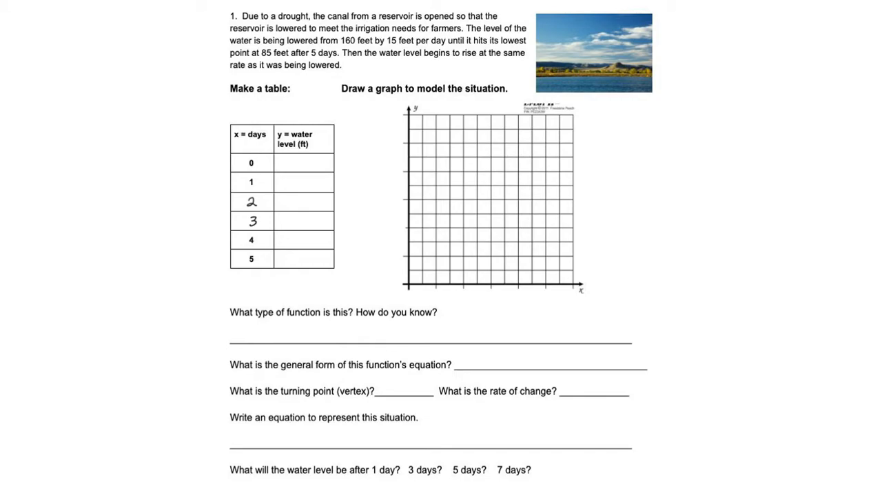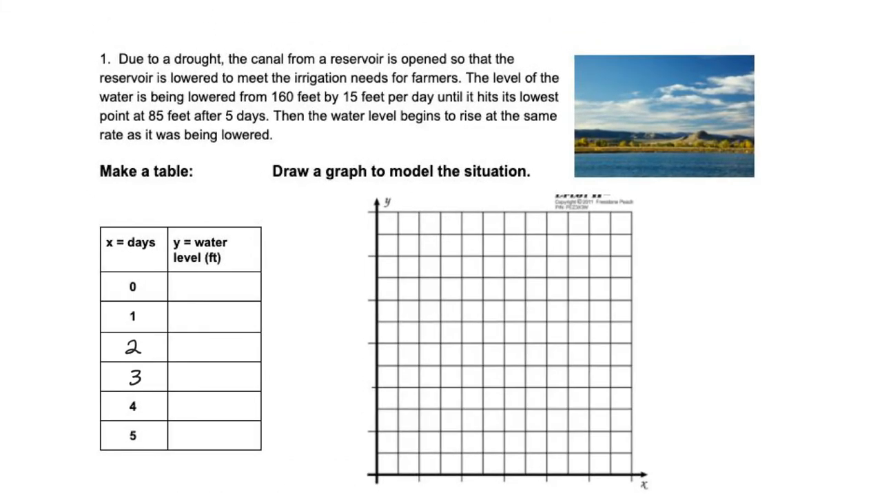I'm going to zoom in for question 1 to look at just the top half of the page here. So first we're going to read through the problem and maybe highlight or underline, circle some key information that we see here. Due to a drought, the canal from a reservoir is opened so that the reservoir is lowered to meet the irrigation needs for farmers. I hope this scenario sounds a little familiar to you because we talked about it at the beginning of the year, actually a couple times when we've done our card sorts and made posters of this. So this should seem a little familiar.